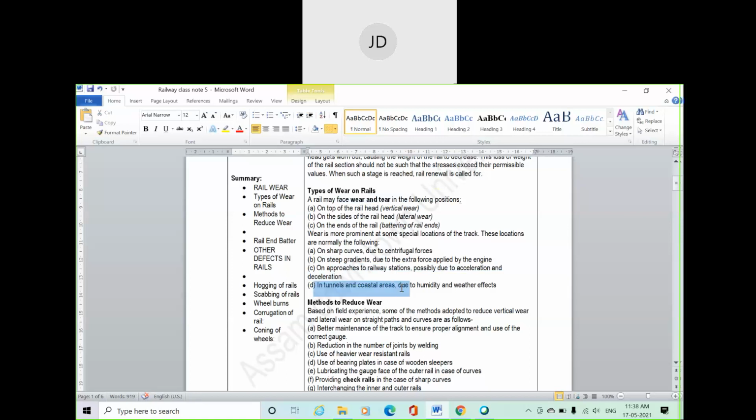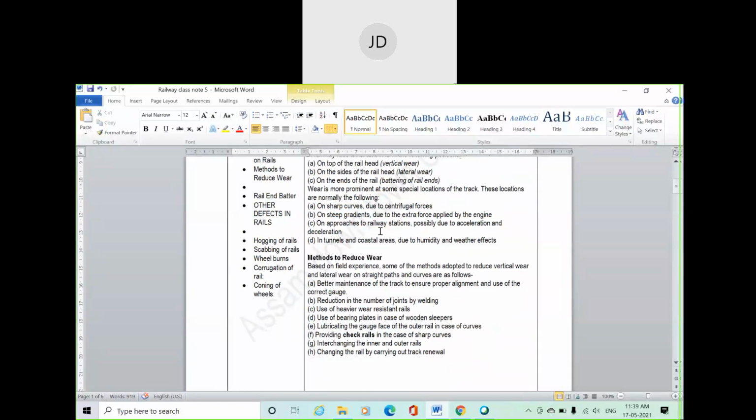Okay, in tunnel or coastal area, due to humidity and weather condition, that means even the rail component also fails due to the atmospheric effect. Like the humidity or temperature, all these things also affect the rail part rather than the friction. So this is somehow a situation, or you can say the portion of the railway track where there's more possibility of wear and tear. Okay, so this is all about different types of wear and tear.